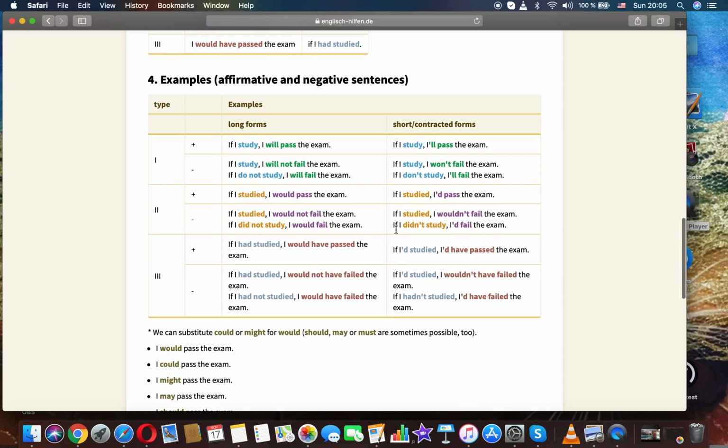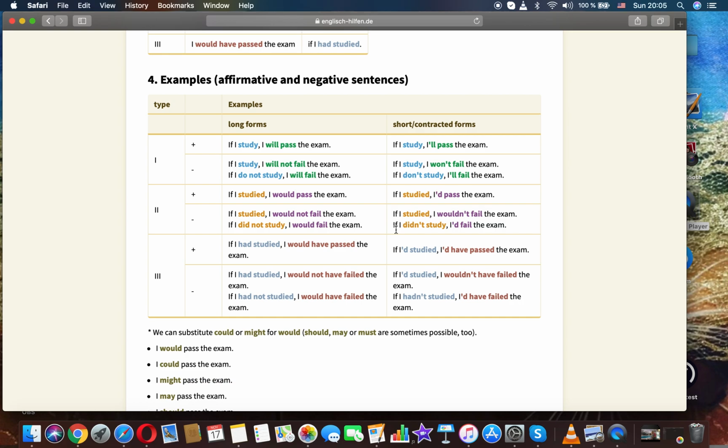Now let's check the examples, affirmative and negative sentences. Examples, long forms. If I study, I will pass the exam. Negative: if I study, I will not fail the exam. If I do not study, I will fail the exam. Short contracted forms: if I study, I'll pass the exam. If I study, I won't fail the exam. If I don't study, I'll fail the exam.